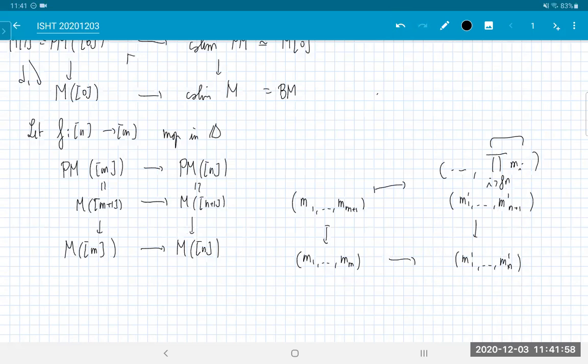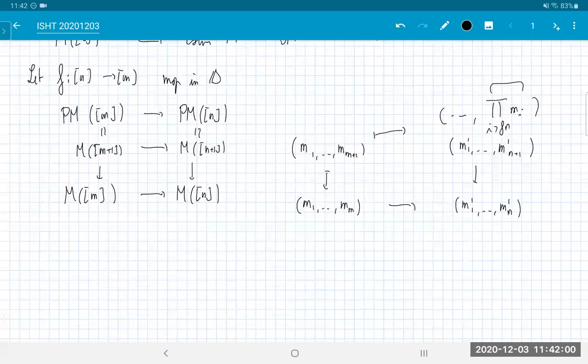So concretely, let's actually first reduce to the case where n is zero, where maybe it's clearer.